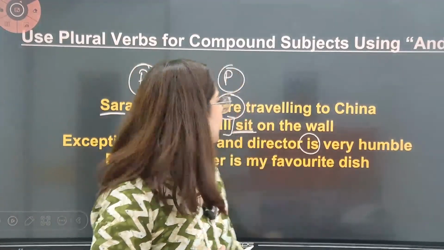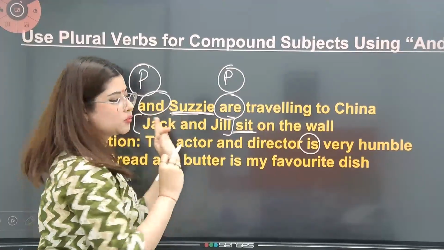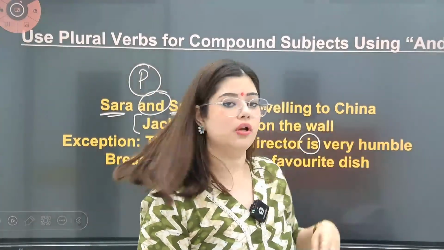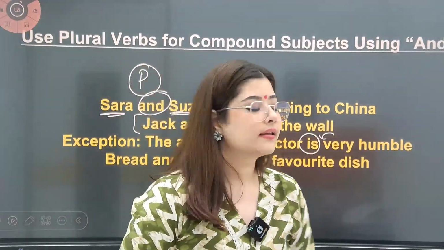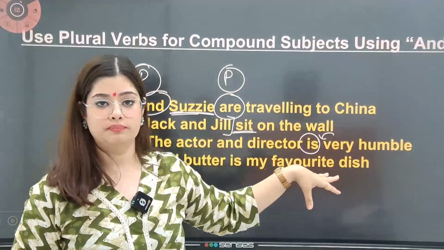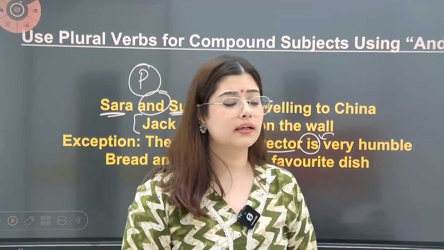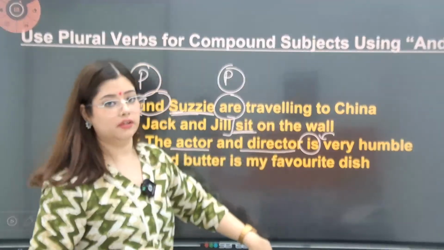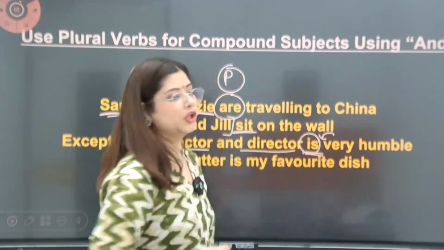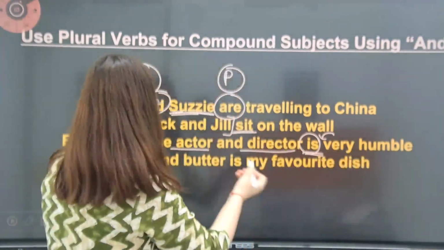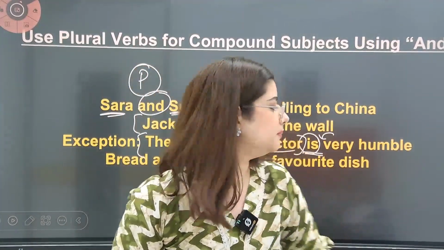So now you must be thinking, man, you just told us that when subjects are connected with and, we use a plural verb. So why are we using is here? Here you need to understand that we are talking about the same person. The same person is the actor, the same person is the director. Right? The actor and director. He's the actor, he's the director. Then we can use a singular verb because we are in a way talking about a single person only here, not multiple people.